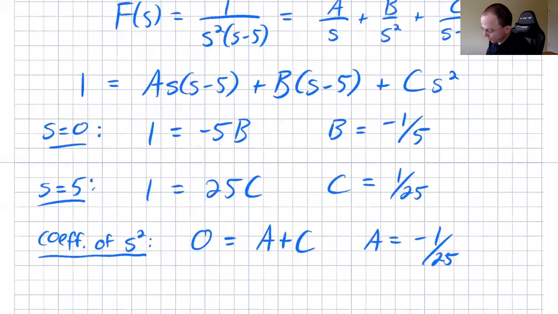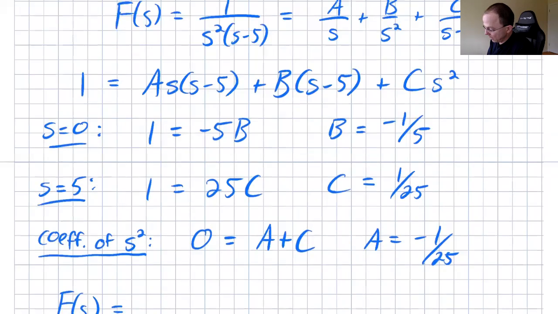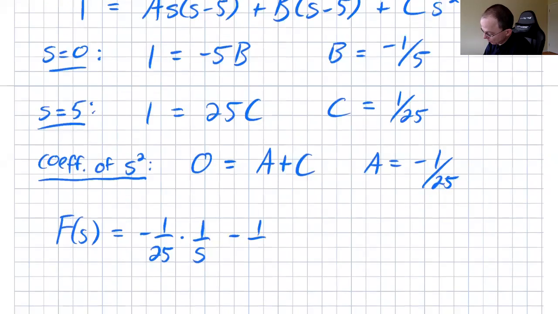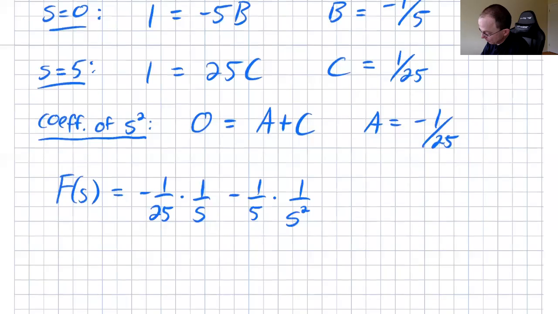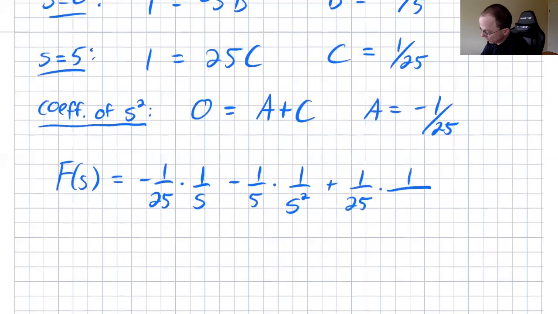Okay, so therefore, f of s is equal to minus 1 over 25 times 1 over s, minus 1 over 5 times 1 over s squared, and then plus 1 over 25 times 1 over s minus 5.